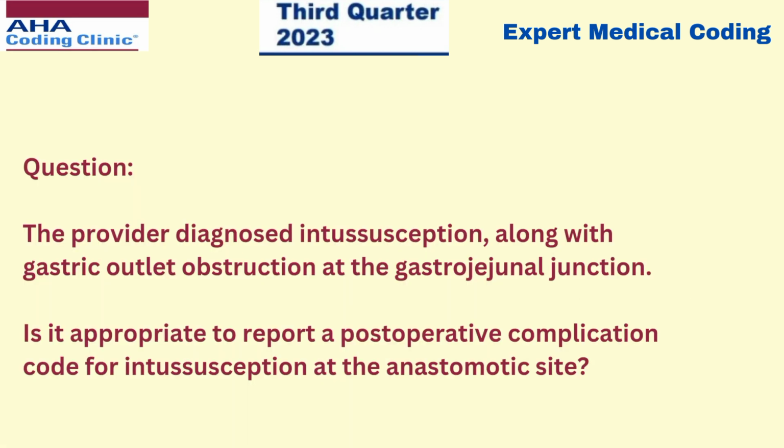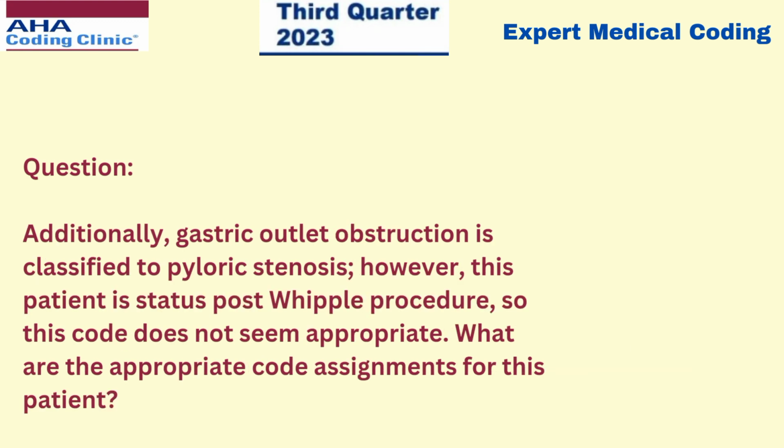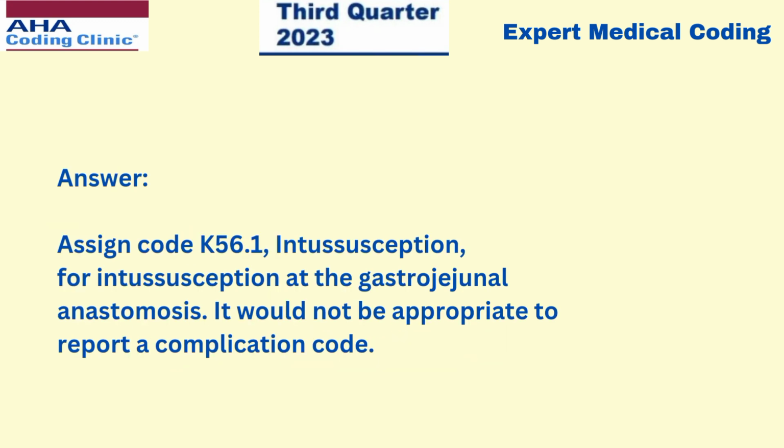Okay, the question is, is it appropriate to report a post-operative complication code for intussusception at the anastomotic site? Additionally, gastric outlet obstruction is classified to pyloric stenosis. However, this patient is status post Whipple procedure, so this code does not seem appropriate. What is the appropriate code assignment for this patient? Answer is, assign code K56.1, intussusception, for intussusception at the gastrojejunal anastomosis. It would not be appropriate to report this as a complication code.